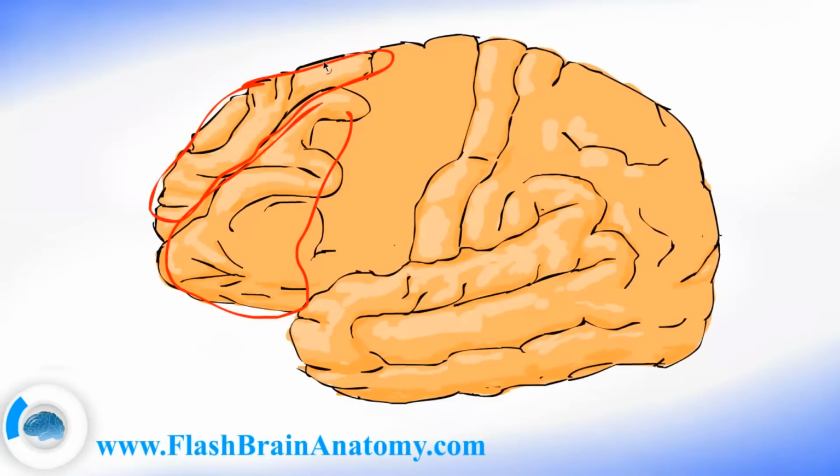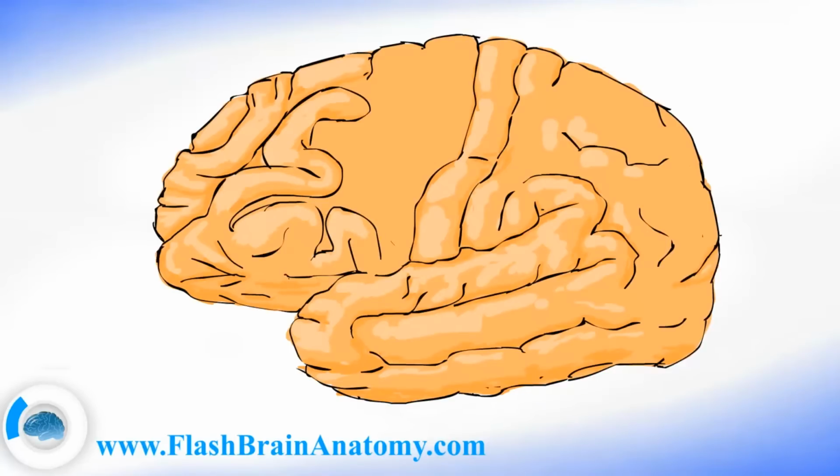Now with the inferior frontal gyri, it's a little bit different. We have the triangular part of the inferior frontal gyri, and that is this part over here. The other part is the opercular part of the inferior frontal gyri, and it's this part over here. Then comes the precentral sulcus and the precentral gyrus. So this is the precentral sulcus and this is the precentral gyrus.